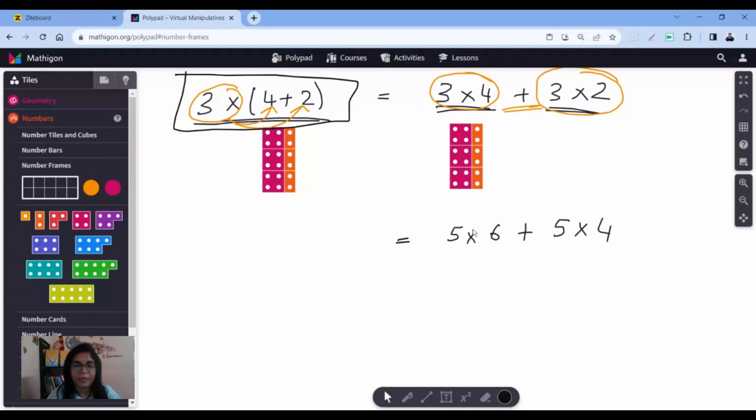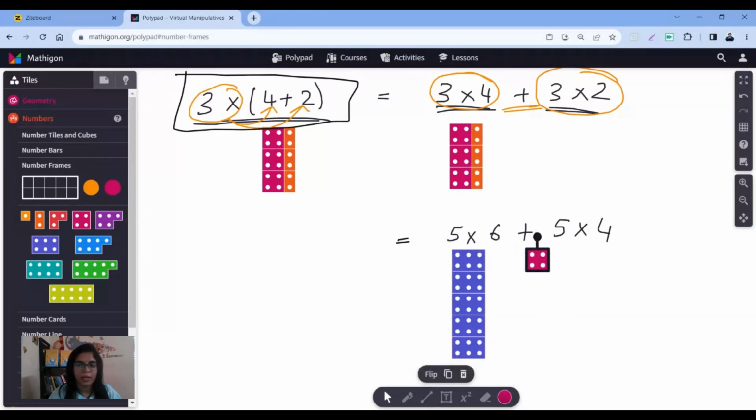Okay, now we are going to represent this using our tiles, right? Okay, 5 times 6. So I'm taking 6 here. I need it 5 times. 2 times, 3 times, 4 times, 5 times. I've got the 6. 5 times 6 I've got. Let's see. Next, I had the 5 times 4. 1 time, 2 times, 3 times 4, 4 times 4, and 5 times 4. So we have written all of this, isn't it?